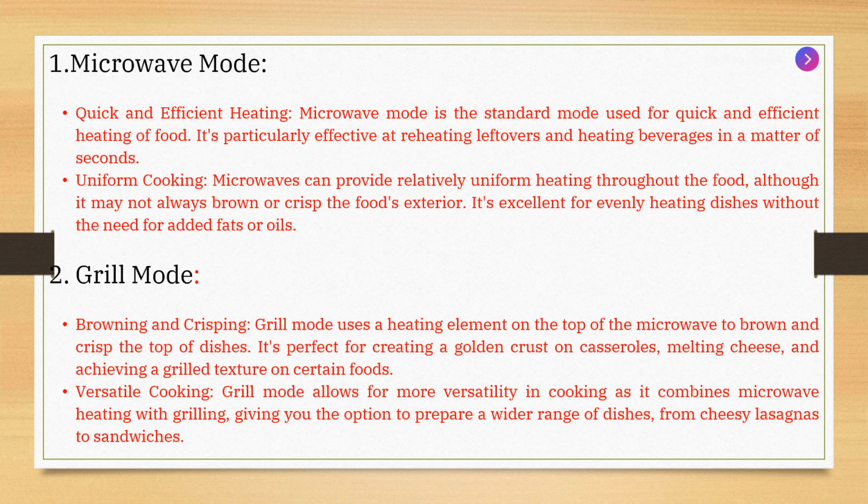Grill mode uses a heat element on the top of the microwave to brown and crisp the top of the dish. It's perfect for creating a golden crust on a cheese roll, melting cheese, and achieving a grill texture on certain foods. It also allows more versatility. The grill mode allows more versatility in cooking as it combines microwave heating with grilling, giving you the option to prepare a wider range of dishes, from cheese dishes to sandwiches.